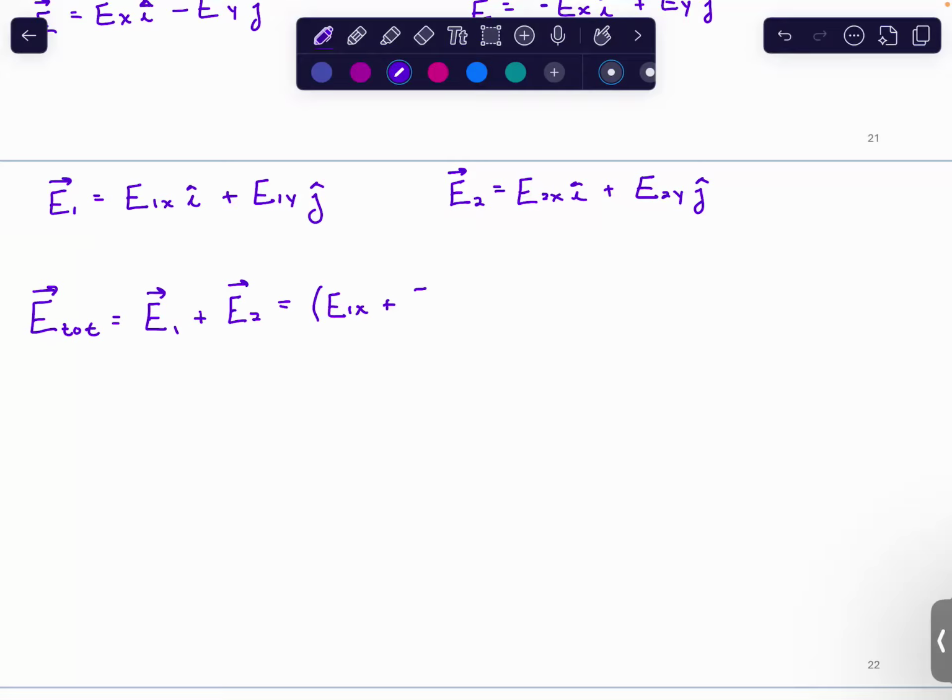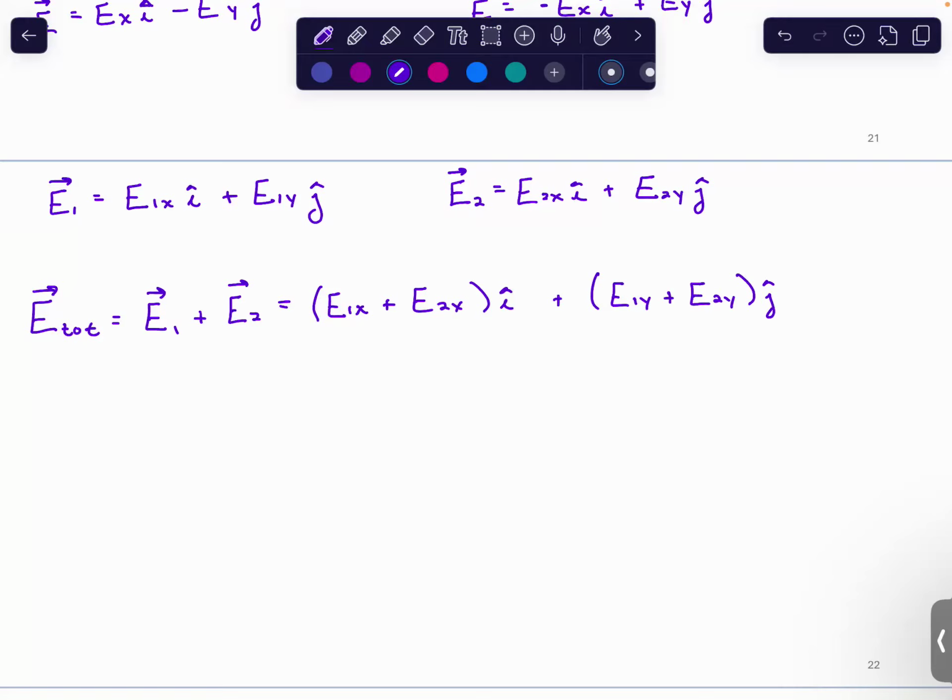And what this is going to look like is now we're going to take the components E1x plus E2x, and that will be your new I hat. Plus, and then you're going to have E1y plus E2y, and that's going to be your new J hat. So just like we talked about adding the components together, you're doing that here. You're adding the two X components, you're adding the two Y components, and you're putting those in the place of the new I hat and J hat.